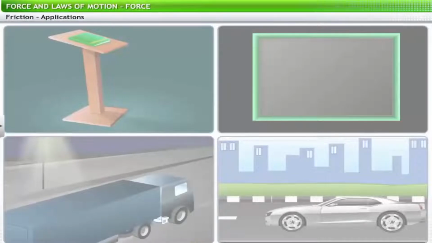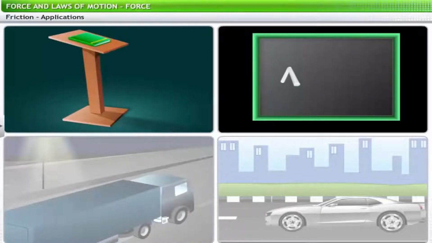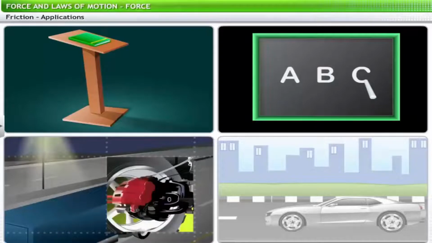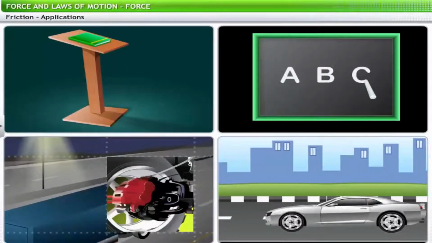You find friction at work almost everywhere around you. Some examples are objects lying on a slightly inclined plane, pens, pencils, and chalk in use, automotive brakes, and friction between vehicle tires and the road when in motion.